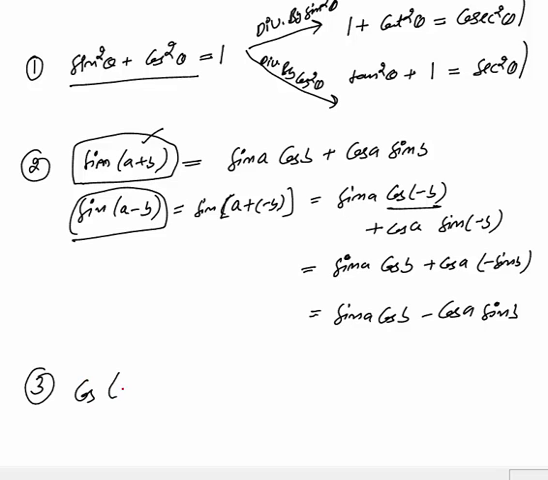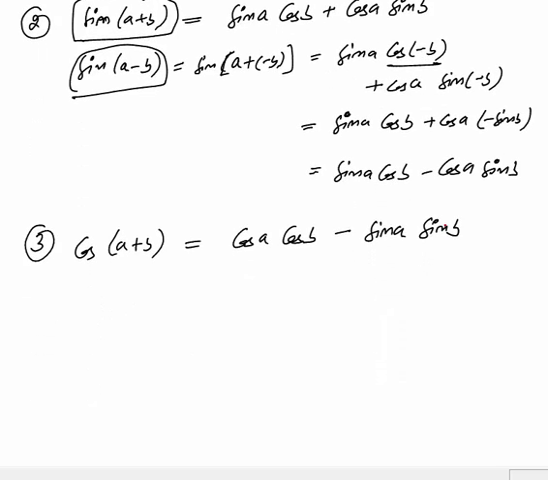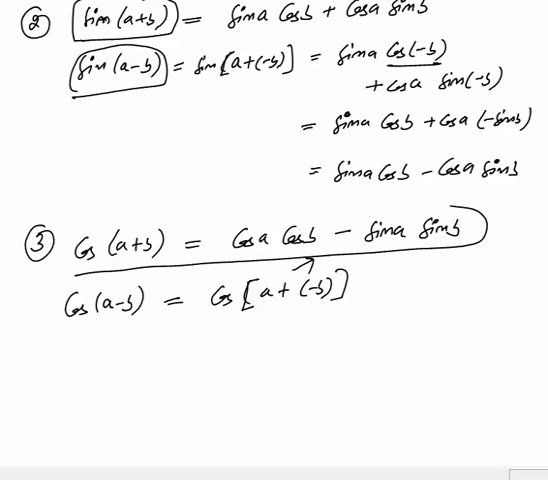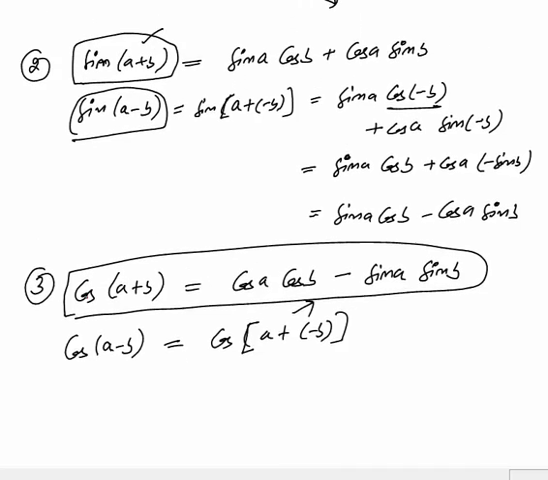Third is cos A plus B. This is equal to cos A cos B minus sine A sine B. Remember this, you don't need to remember cos A minus B. Cos A minus B you can always calculate by writing cos A plus minus B. You can write B as minus B and put it in this, you will get the formula. So only understand cos A plus B, which equals cos A cos B minus sine A sine B. So this is the third concept that you need to understand.